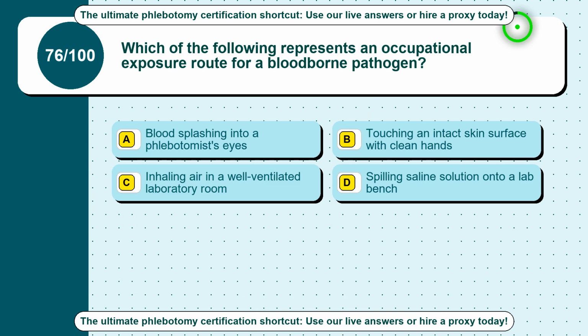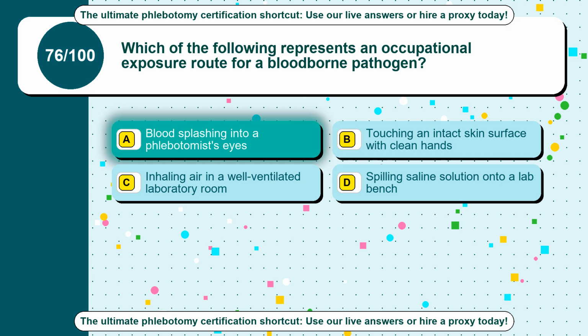Question 76. Which of the following represents an occupational exposure route for a blood-borne pathogen? Option A, blood splashing into a phlebotomist's eyes. Option B, touching an intact skin surface with clean hands. Option C, inhaling air in a well-ventilated laboratory room. Option D, spilling saline solution onto a lab bench.